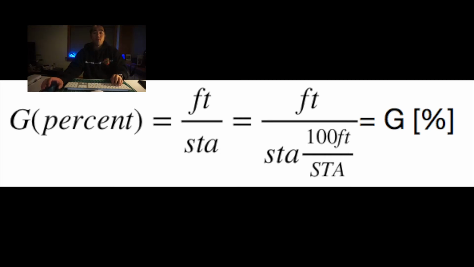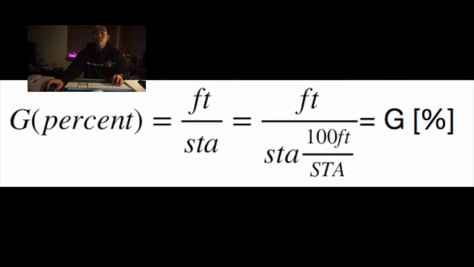So what does that mean for the grade percentage? Well, our typical units end up being feet for the rise and stations for the run. And this makes sense because if you have a grade of 5%, a car or truck can easily travel up that. And that means for every 100 horizontal feet, it goes up 5 feet.